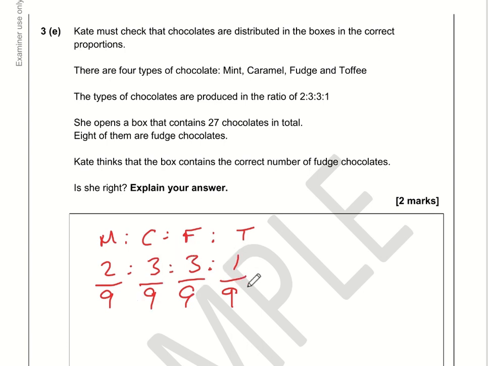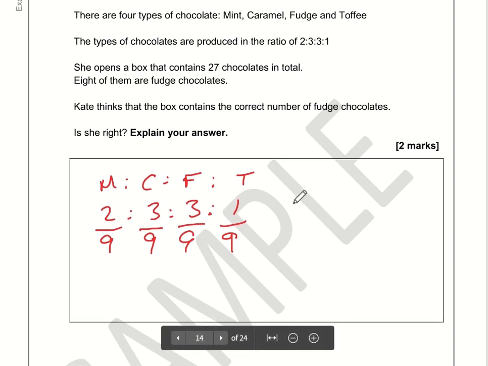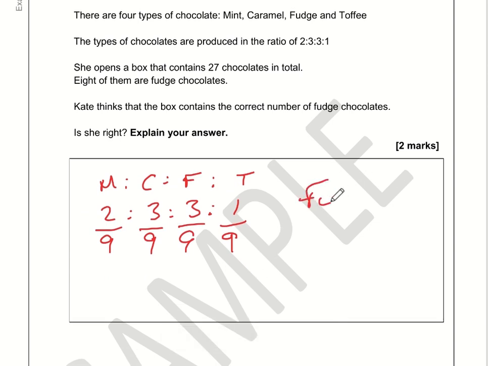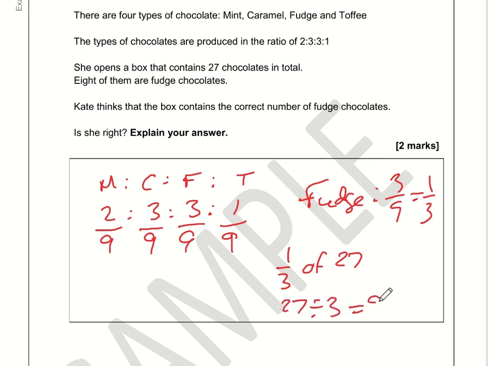And we're dealing with ninths because 2 plus 3 plus 3 plus 1 is 9. We're interested in the fudge, so fudge should be 3/9. Now this fraction, if you want, you can simplify it, is 1/3. So a third is supposed to be fudge. If there's 27, what is 1/3 of 27? Well, that is 27 divided by 3, which is 9. So per pack there should be 9.